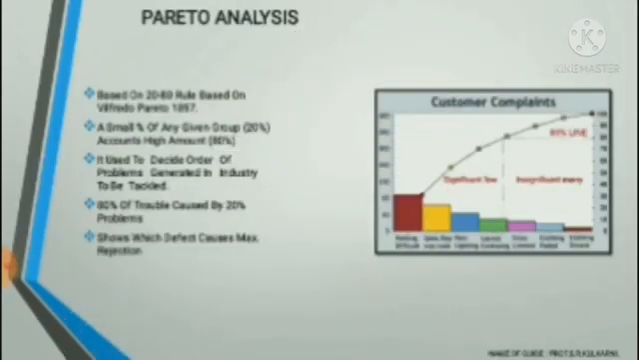Now let's see Pareto analysis. Based on the 80/20 rule by Vilfredo Pareto, 1897: a small percent of any given group, 20%, accounts for a high amount, 80%. It is used to decide the order of problems generated in industry to be tackled. 80% of trouble is caused by 20% of problems, and it shows which defect causes maximum rejection.